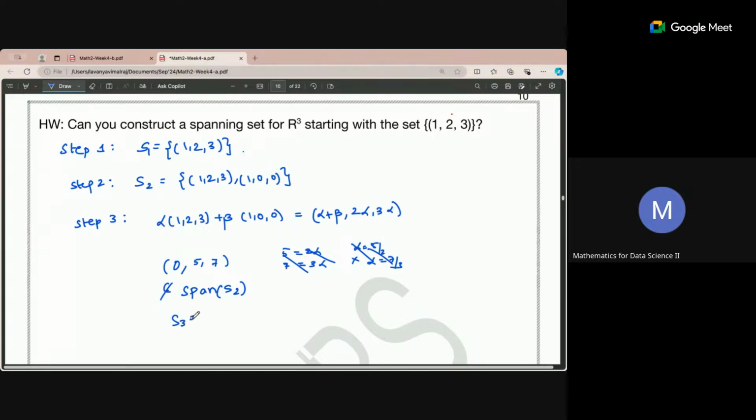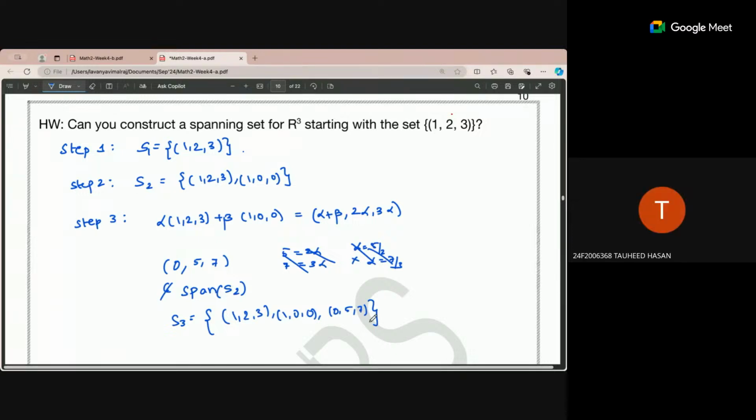So S3 you have got, that's all. So always choose a simpler vector so that it is easier for calculation. Here, if you choose some complicated vector, then this linear combination also will get complicated.